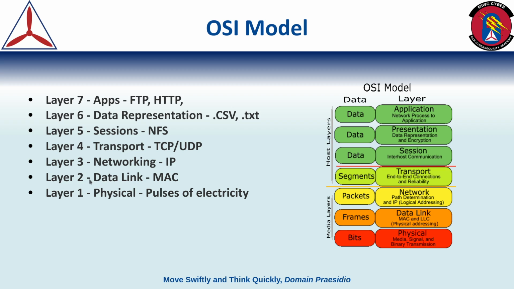And then moving up, we have layer 2, which is data link, and this is where the MAC address resides. The MAC address is something that you are definitely going to want to know where it's located in the OSI model moving forward.